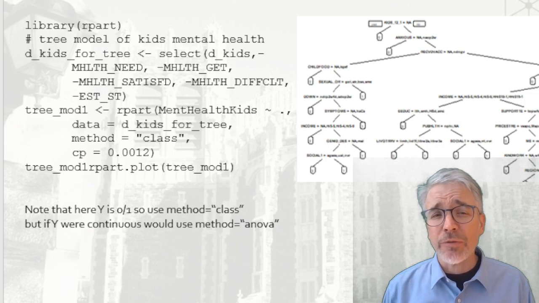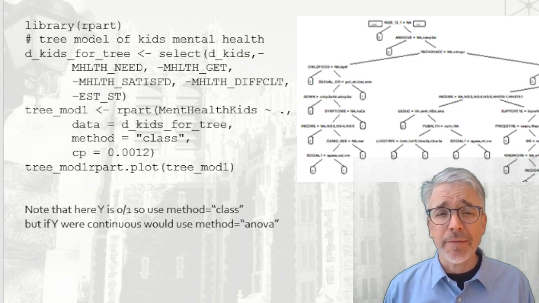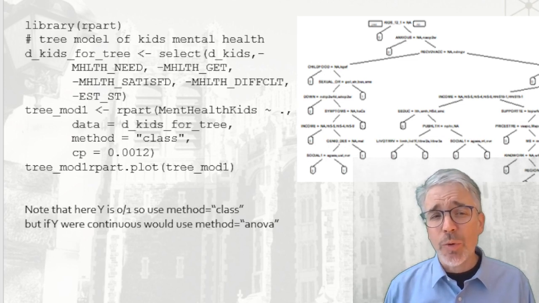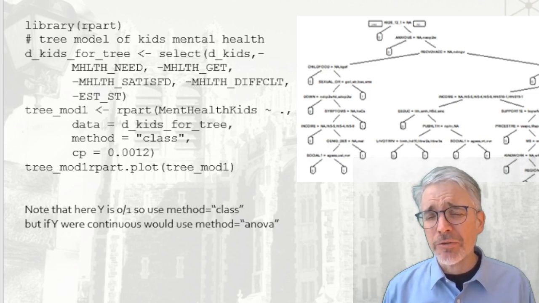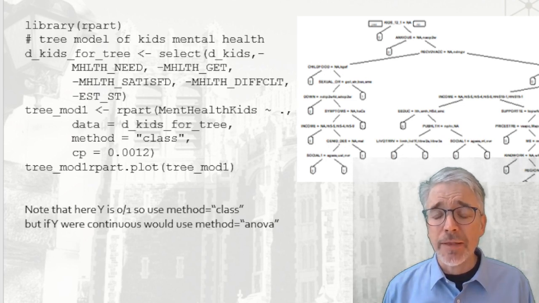The syntax is straightforward, very much what we're used to. We just use rpart in place of lm, and add method equals class to tell it that our y variable is 0, 1, dichotomous, to be classified. If the y variable were continuous, then we'd use ANOVA. And that cp just tells it to back off and allow a whole bunch of different branches. That's one tree.